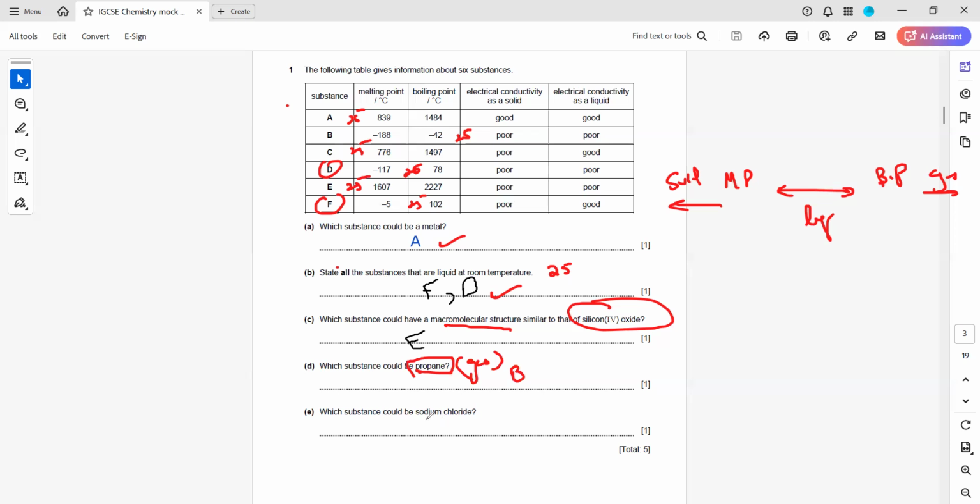Then which substance could be sodium chloride? Sodium chloride is an ionic compound. Ionic compounds have high melting and boiling points usually, and they are not good conductors in a solid state, but can conduct electricity in a molten state. So it matches or resembles option C. C, because this is the C.